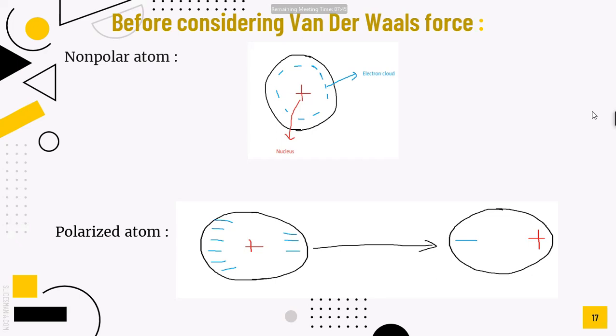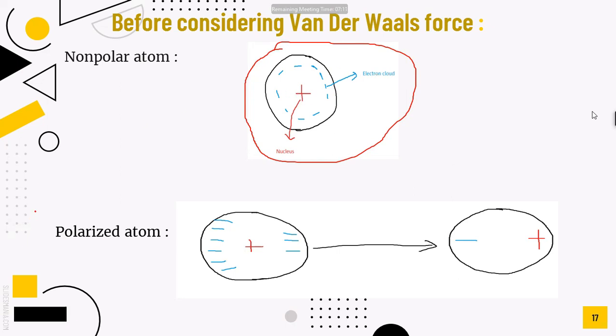To understand the van der Waals bond more easily, I will not call it a van der Waals bond. I will call it the van der Waals force first. Before considering van der Waals force, we consider the non-polar atom and the polarized atom. This is the non-polar atom, meaning at the center we have a nucleus, and outside the electron cloud is evenly distributed.